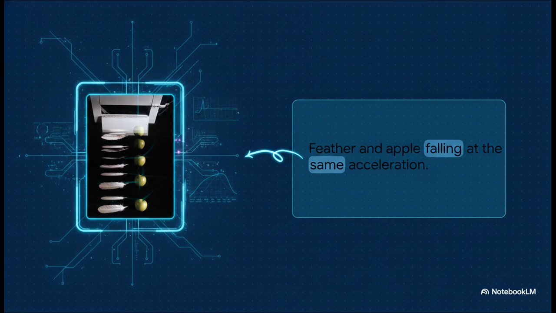Notice how the distance between the objects in each flash increases identically as they fall. That visual stretch represents their speed increasing at the exact same rate. They are completely, undeniably locked to that constant 9.8 meters per second squared acceleration. Whether it's a tiny, wispy feather or a dense, heavy apple, gravity pulls on their velocities equally.